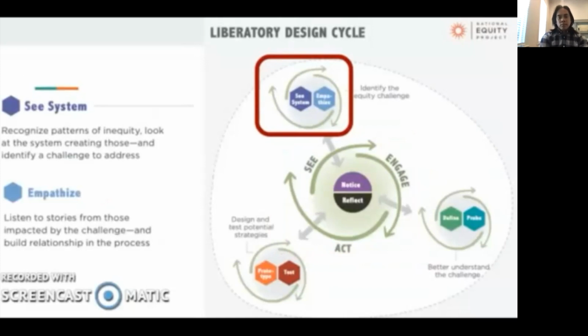Seeing the system is looking at the patterns of inequity so that we aren't just putting band-aids on things. It's looking for the root cause when identifying the challenge that you're going to try to solve for. For example, and this is going to be an example we return to as we go through this, if you notice that the issue that you're having is that attendance among Latinx women is down in your program, it's not looking only at individual cases, but also understanding that there are likely systemic factors at work that might be impacting the situation.